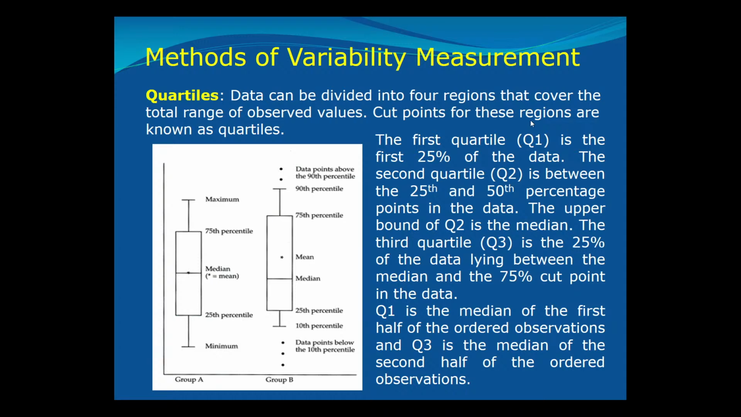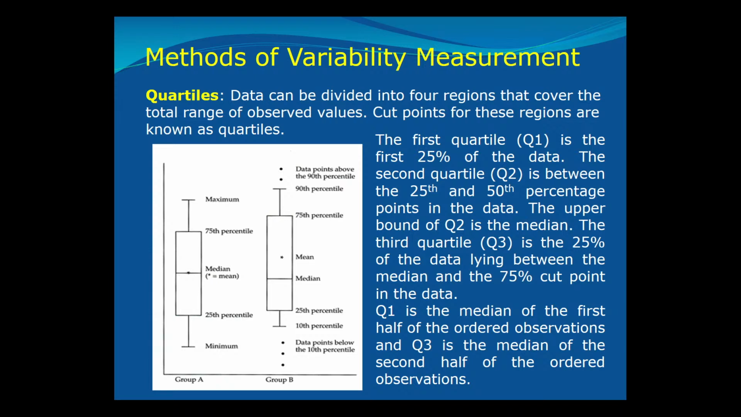The first quartile, which we denote as quartile 1, is the first 25% of the data in the data set. The second quartile is between the 25th and 50th percentage points in the data. The upper bound of quartile 2, this middle point, is the median. The third quartile is the 25% of data lying between the median and the 75% cut point in the data.